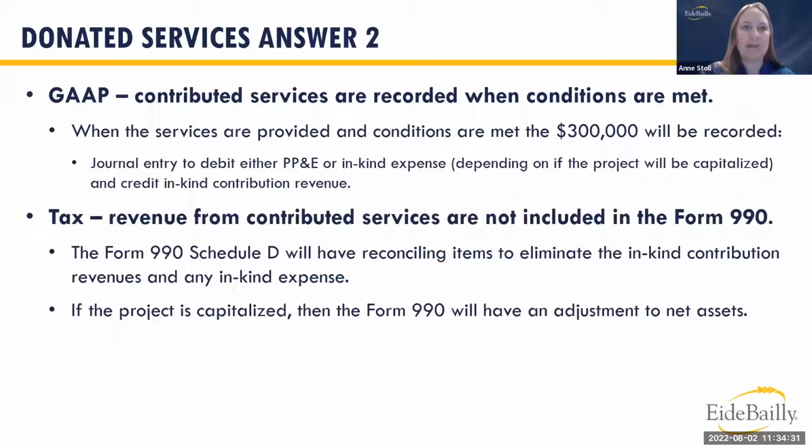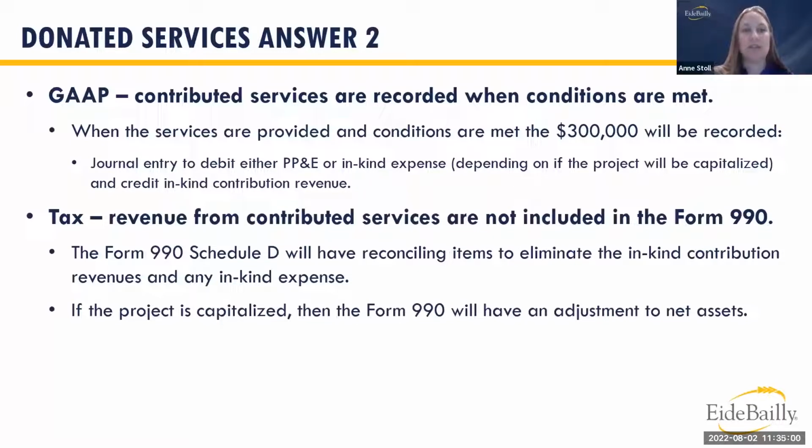For financial accounting purposes, we do report the contributed services once those conditions are met and the services are provided. That full $300,000 will be recorded. The journal entry would debit either the PP&E or the in-kind expense, depending upon if the project is being capitalized. And then the credit would be for the in-kind contribution revenue.